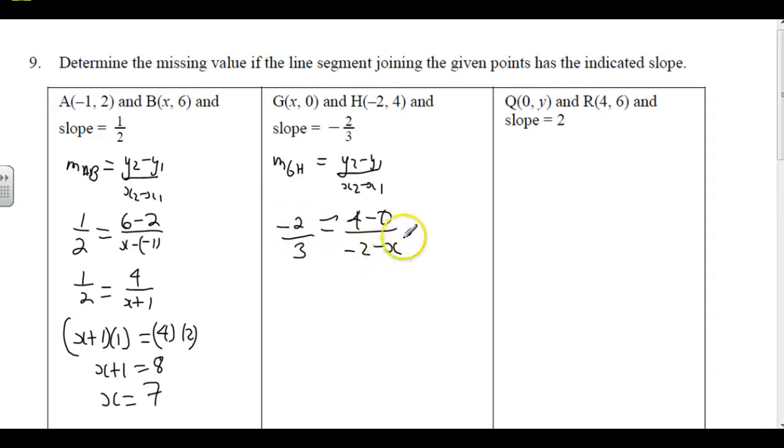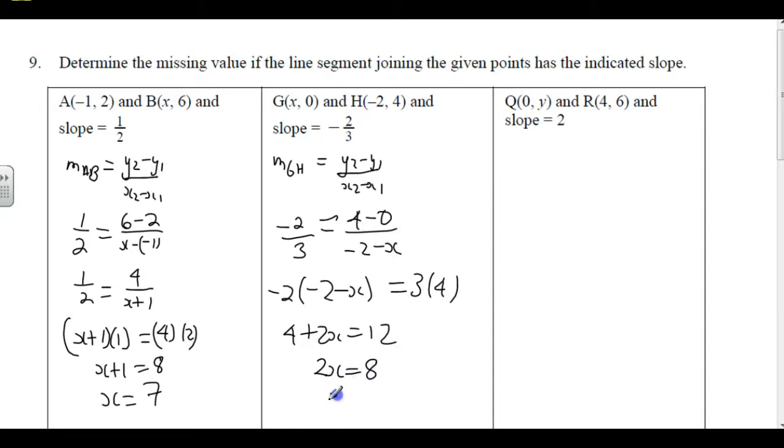If I'm going to be cross multiplying and I see that my x value is negative, then I can make it positive by putting the negative value up top. So we get negative 2 times negative 2 minus x is equal to 3 times 4. So that gives me 4 plus 2x equals 12. 2x is 8 and x is 4. Moving along, m of qr is equal to y2 minus y1, x2 minus x1.